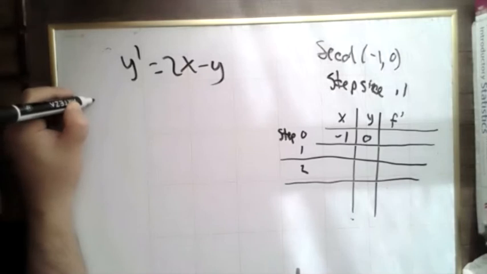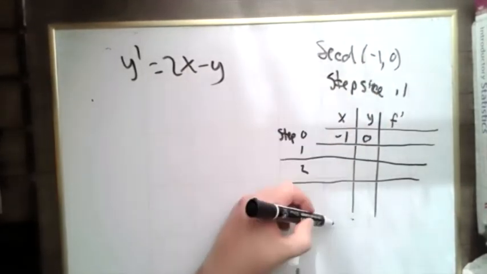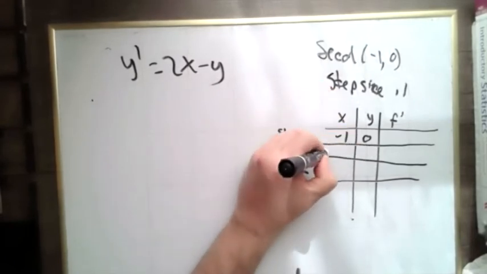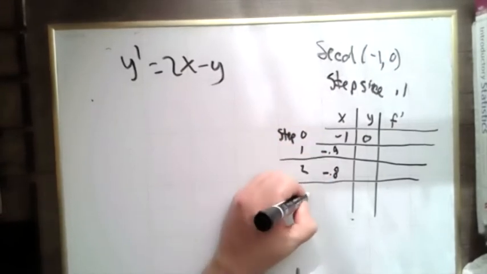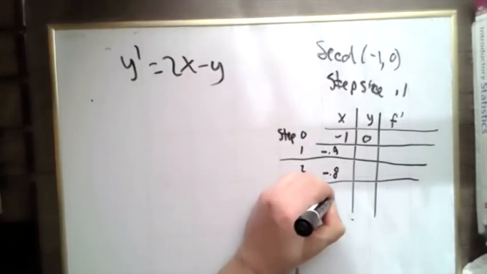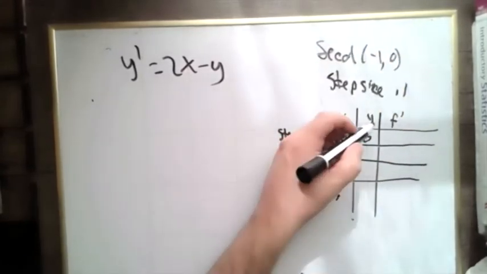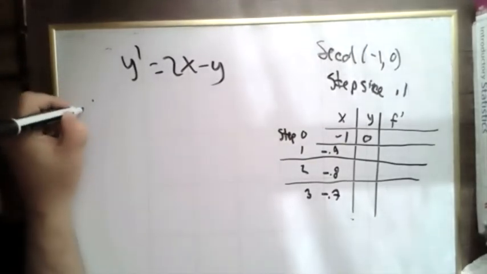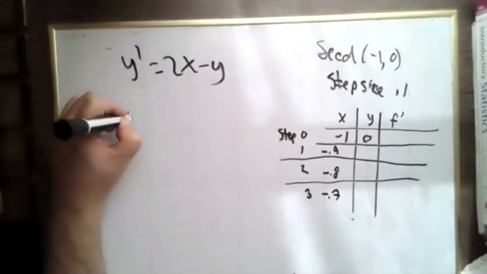So I'm going up by 0.1. I can already fill in all my x values. I'm just going to keep increasing by 0.1. So -0.9, -0.8. My third step will be -0.7. I'm just increasing my x's, and my goal really is just to find all my y's. So at x equals -0.9.